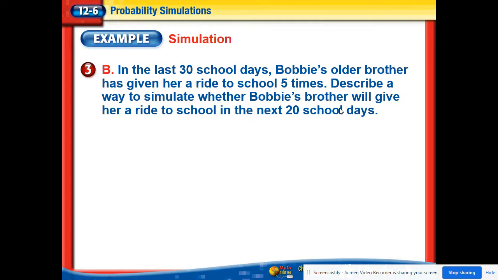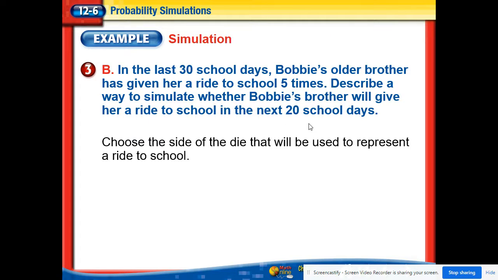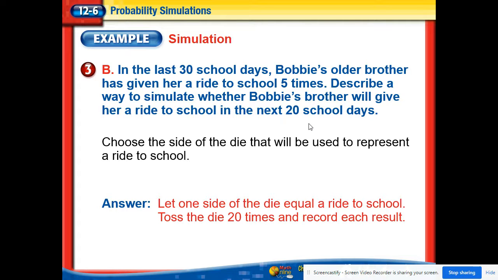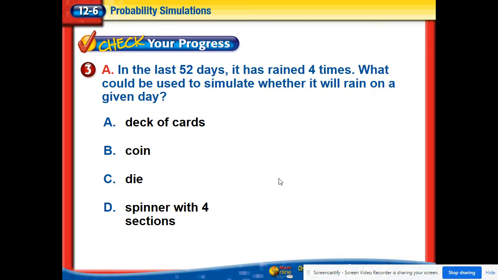Describe a way to simulate over the next 20 days. It would just be taking that die and rolling it 20 times. And we could go ahead and see whether or not and guess how many times. That's one way to do the experiment. This is our theoretical probability. This would be our experimental when we actually do rolling the die.